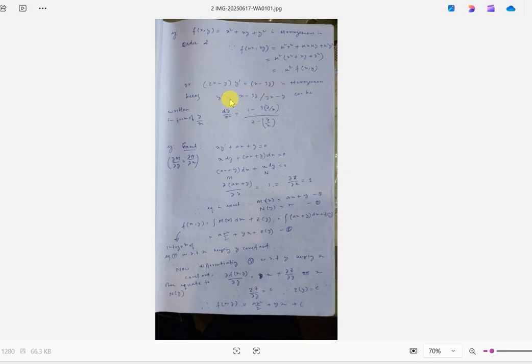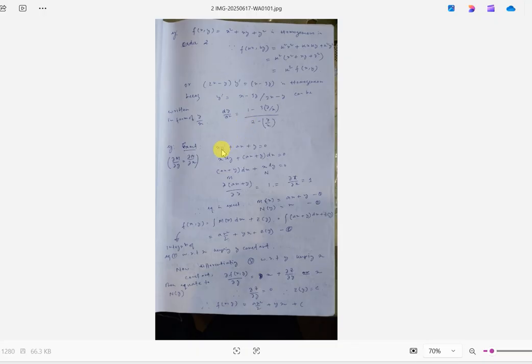Because we can write this as y dash is equal to x minus 3y divided by 2x minus y. This can be written as 1 minus 3y by x, dividing both the numerator and the denominator by x, over 2 minus y by x. So we can write this equation in the form of y by x. So this is a homogeneous equation.